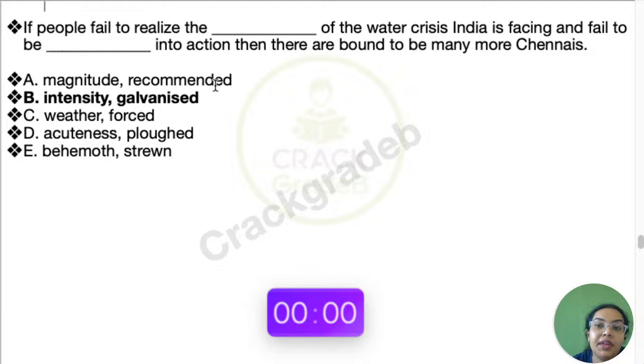If people fail to realize the intensity of what a crisis, magnitude is okay, intensity is okay. Acuteness, behemoth. We want... Now, behemoth is something very huge, very big, and it is an adjective. So I cannot use this word. When we talk about acuteness, it is a situation that is continuing to stay in an intense manner. I cannot say this, okay? So we are saying intensity of water crisis India is facing and failed to be galvanized into action.